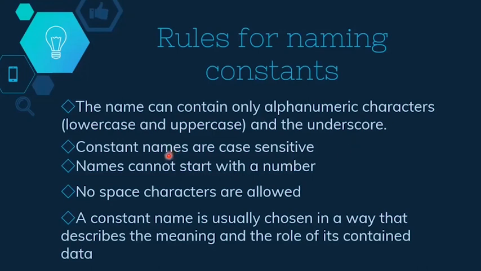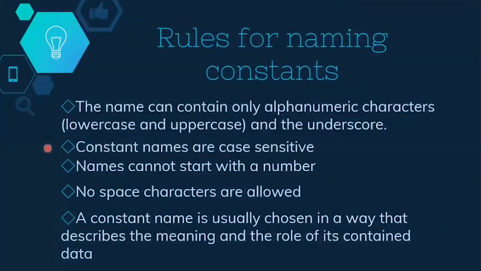Constant names are case sensitive. Names cannot start with a number. No space characters are allowed. And lastly, a constant name is usually chosen in a way that describes the meaning and the role of its contained data. So as you can see, they're pretty much the same as, like I said, when you're naming a regular variable.